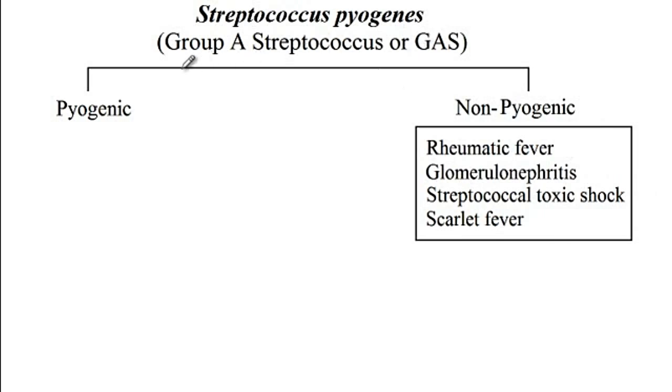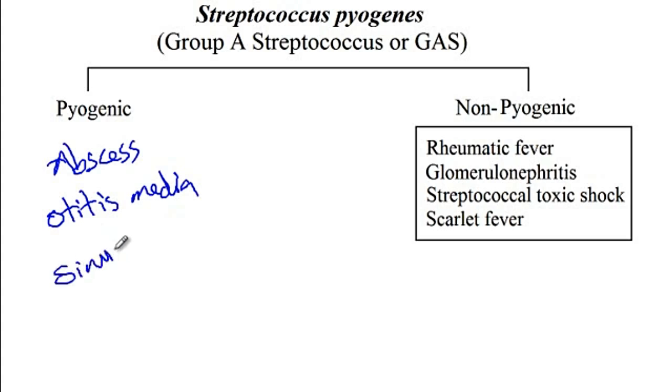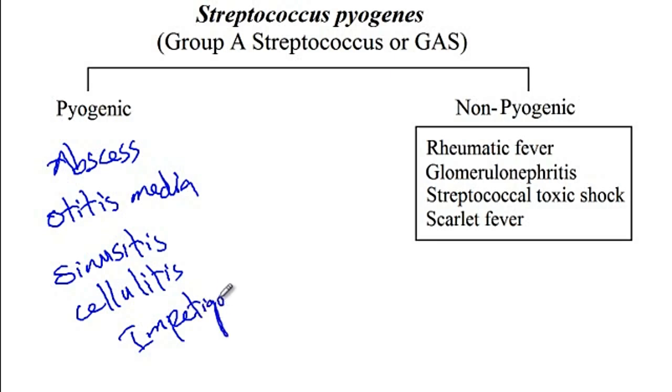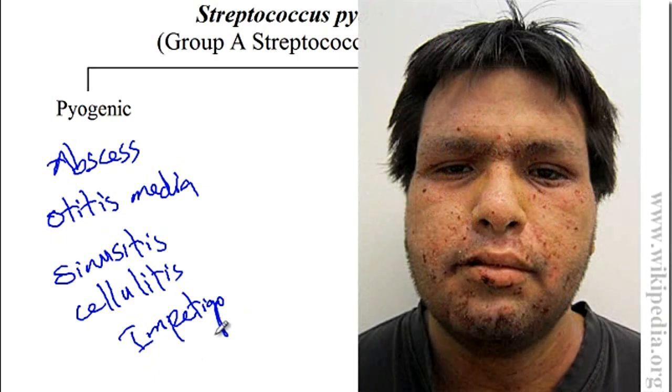So Streptococcus pyogenes, also known as group A Streptococcus, can cause either pyogenic or non-pyogenic complications. And pyogenic complications, for instance, include tonsillopharyngeal abscesses. It can also cause otitis media, sinusitis, cellulitis, as well as impetigo, which is a skin infection that presents with honey crusting lesions over the superficial skin.